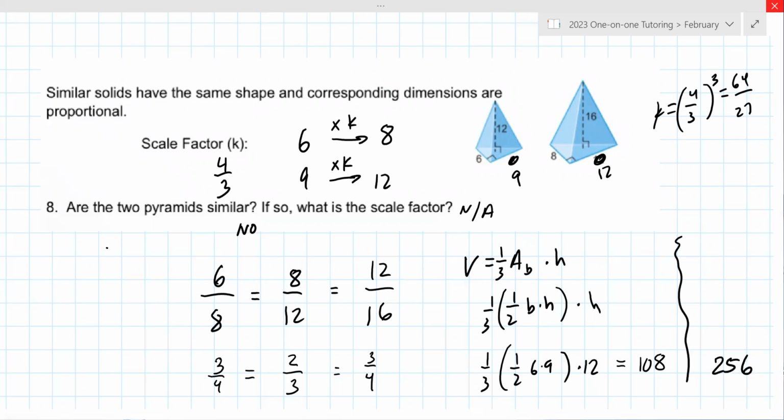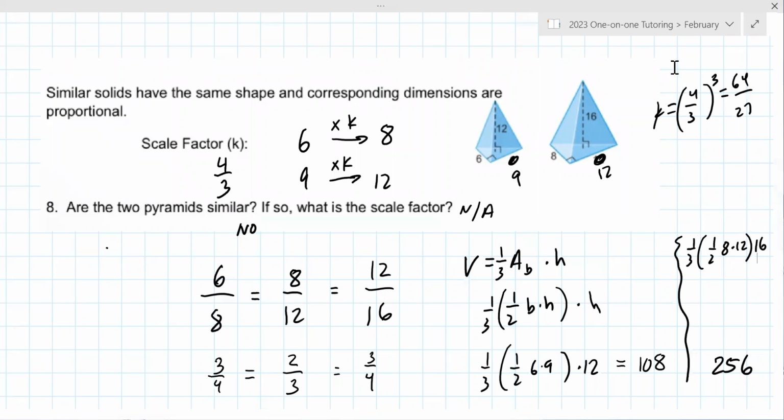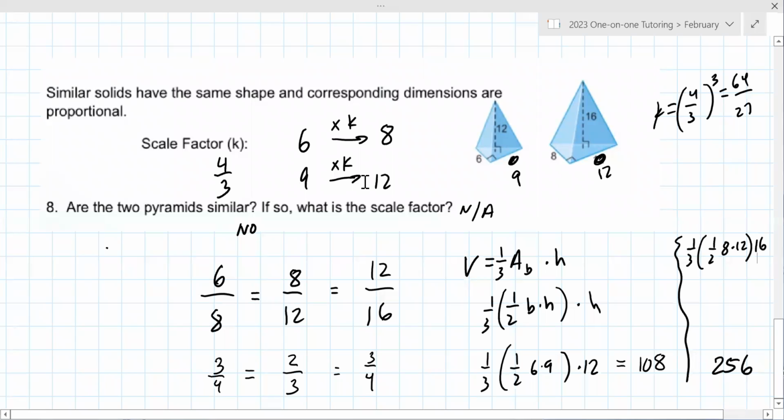So now let's do it by hand and see that it is the same. So 1/3, and then the area of the base is 1/2 times 8 times 12 times 16. So does this equal 256? Yes. It does. Okay, so the scale factor is really powerful. Saves you a ton of time because you don't have to actually calculate it once you know it. Okay, yes.